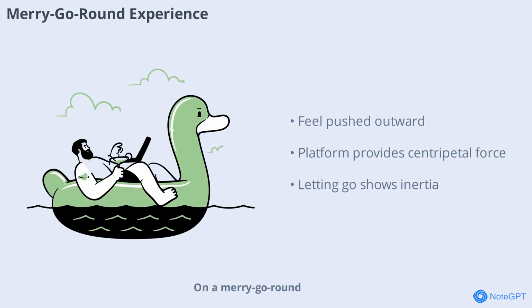On a merry-go-round, you feel like you're being pushed outward as it spins faster. The platform provides the centripetal force, keeping you moving in a circle. If you let go, your body's inertia would carry you off in a straight line. This is another clear example of how centripetal and centrifugal forces are felt in everyday life, especially during play and amusement rides.